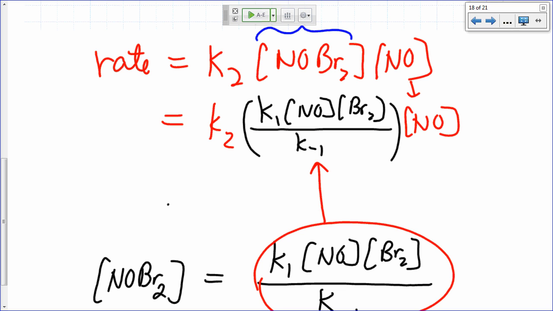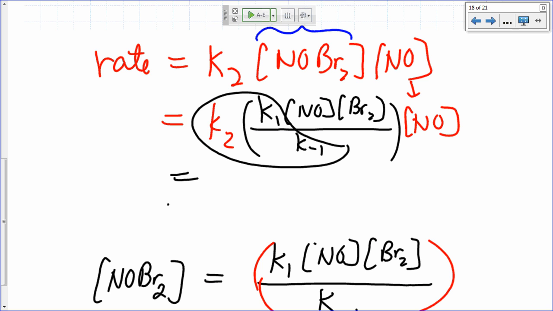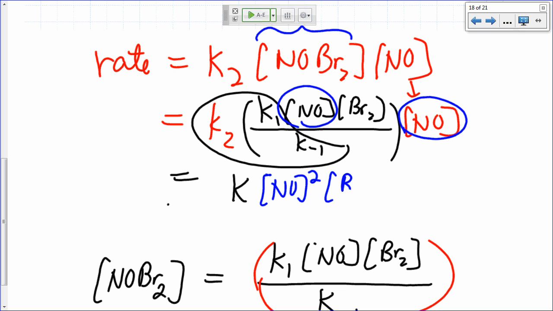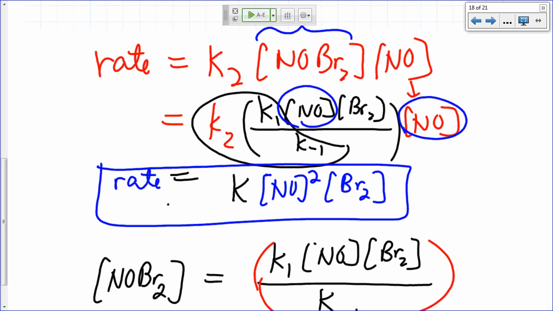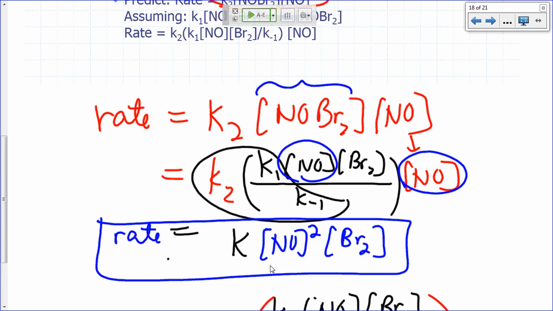So how can I simplify this now? I'm going to collect all of these constants right here. These are all constants. A constant times a constant divided by another constant is just another constant. So I'm just going to call it K. And what is NO times NO? NO squared, right? And I have Br2 right here. So here's a rate law that you can predict from this mechanism right here.